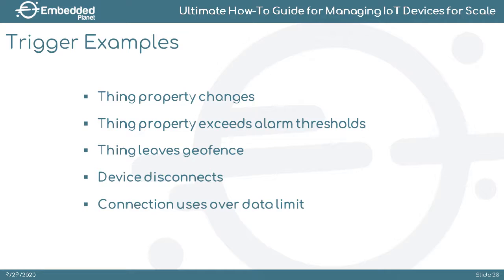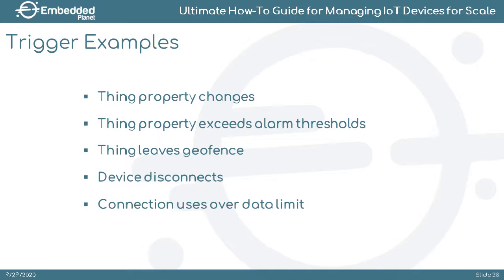Or because cellular modems have GPS a lot of the time, you can say when it leaves this geofence, trigger something to happen, send an alert. Then another cool benefit of OneEdge is that it can manage your devices as well as your connectivity to those devices. Because of that, you can create triggers based on the connectivity of your devices as well. So say that the connection goes away and the device disconnects, you can have a trigger for that as well. Or if it uses too much data, you can have a trigger for that as well.